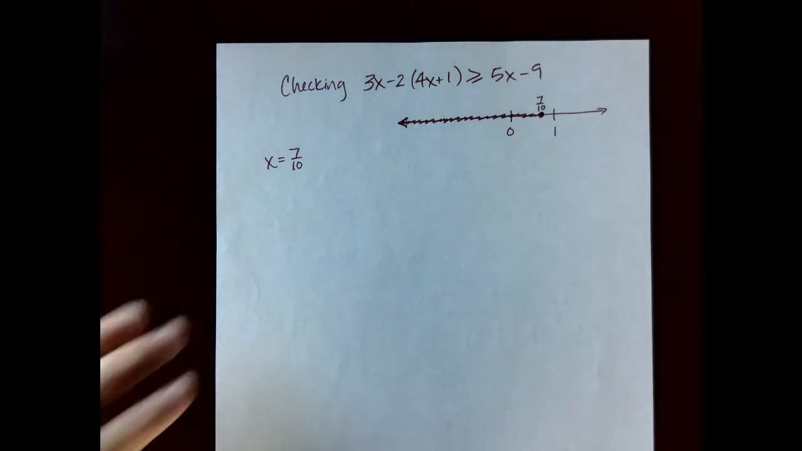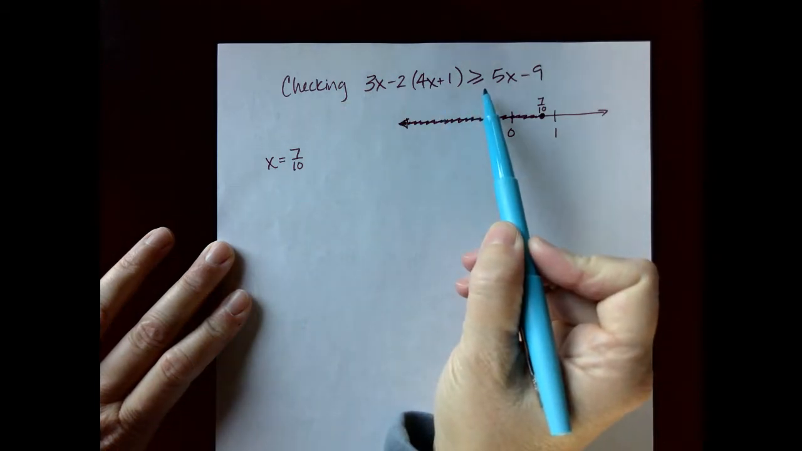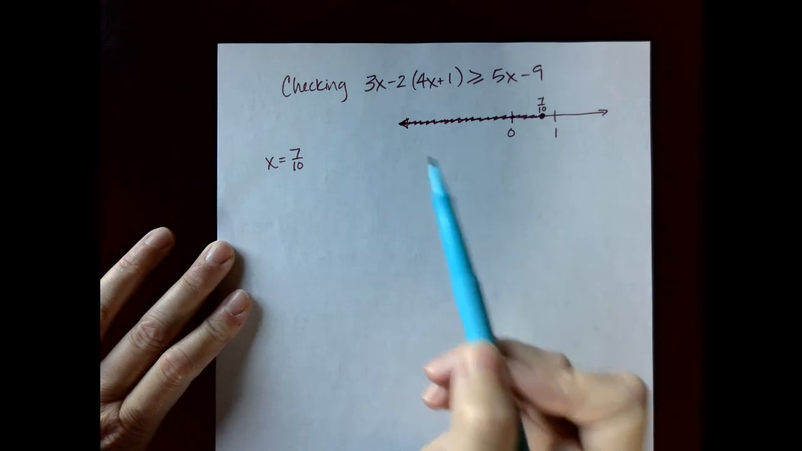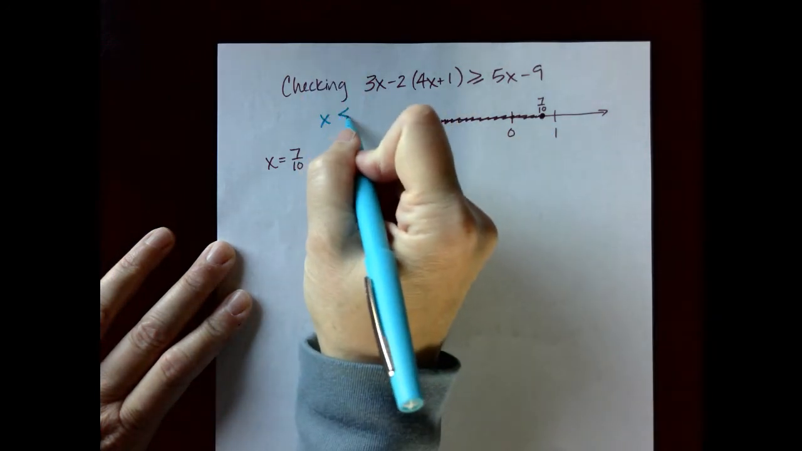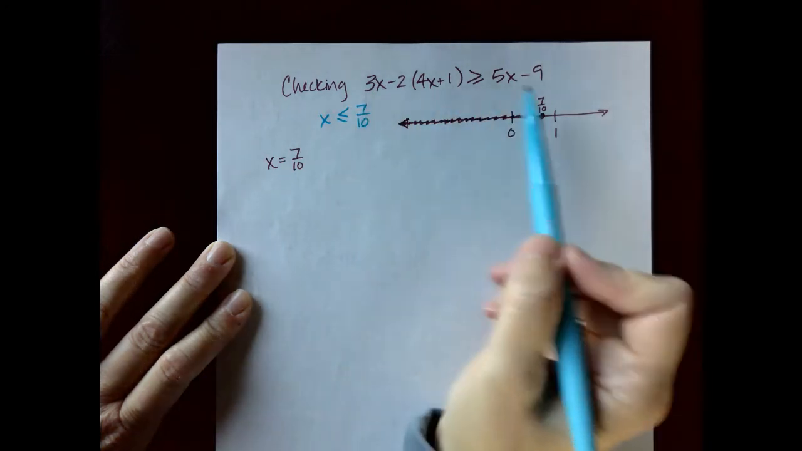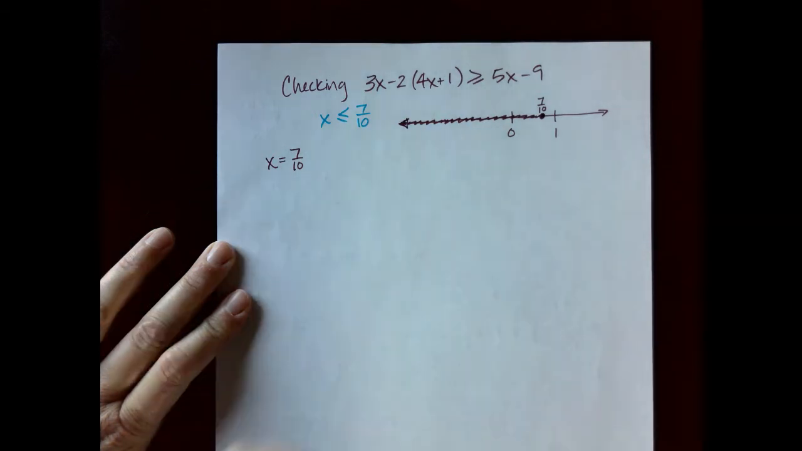I would like it if you were able to do some checking with inequalities. So this long inequality in one variable, I've already solved it. I encourage you to go do that on your own and see if you come up with a final solution for this one of x being less than or equal to 7/10. So when I did it, I came up with x is less than or equal to 7/10, and I made my picture, and off I go.